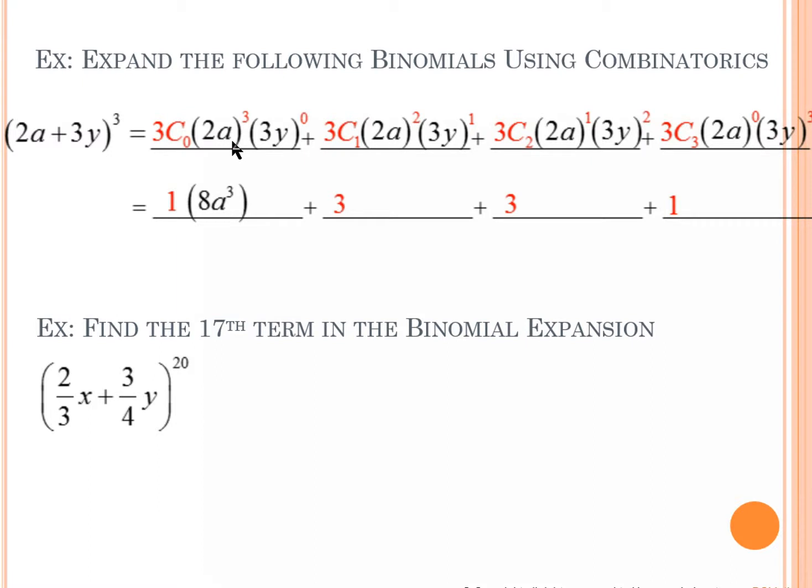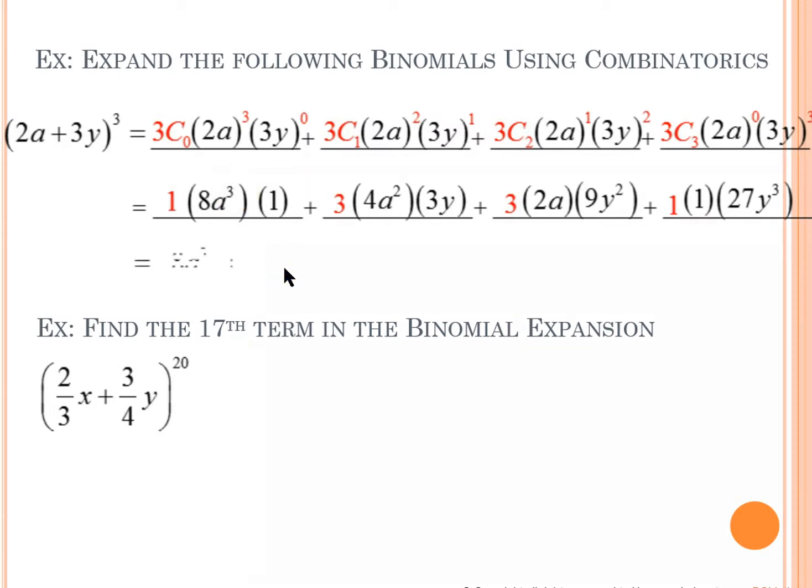All right, so 2a to the power of 3 is 8a cubed. 2a all squared is going to be 4a squared. 2a to the power 1 is just 2a. And 2a to the power 0 will just be 1. Anything to the power 0, like 3y to the power 0, will be 1. This will be 3y. This will be 9y squared. And for this one, this will be 27y cubed. Now, once we've multiplied and simplified all this, we can simplify everything one more time. And this is my expansion right here: 8a cubed plus 36a squared y plus 54ay squared plus 27y cubed.